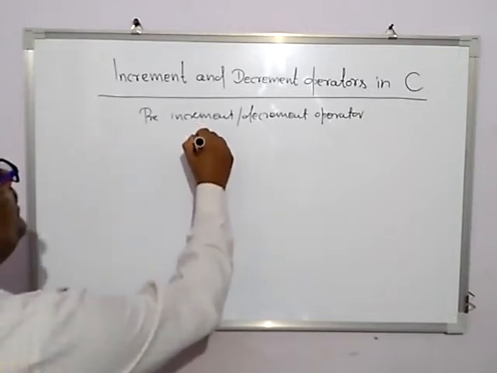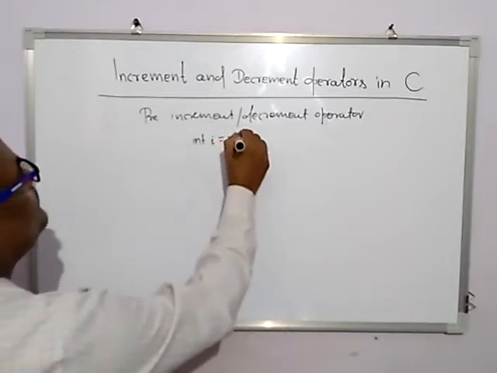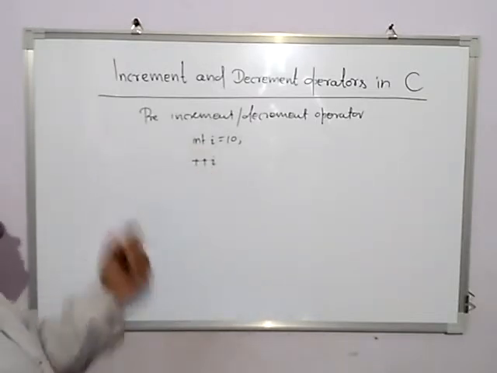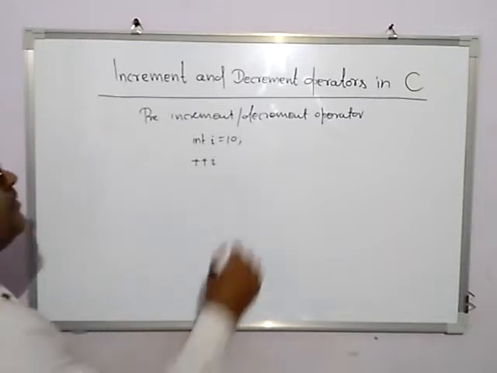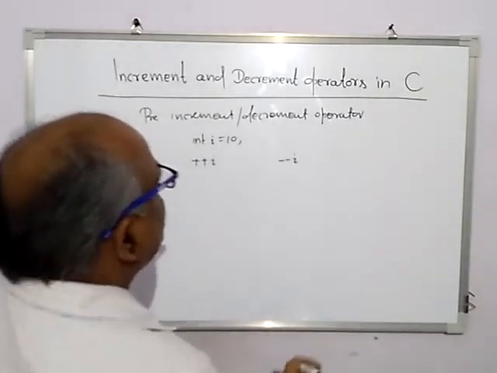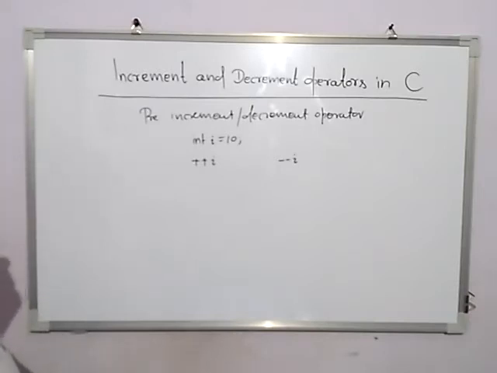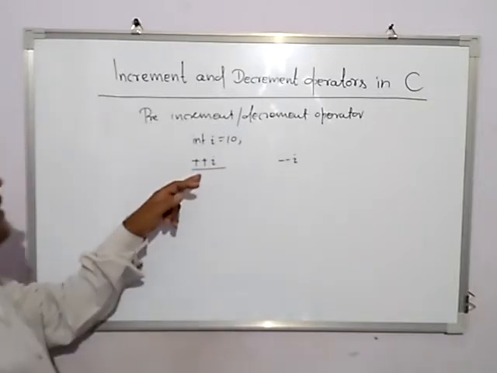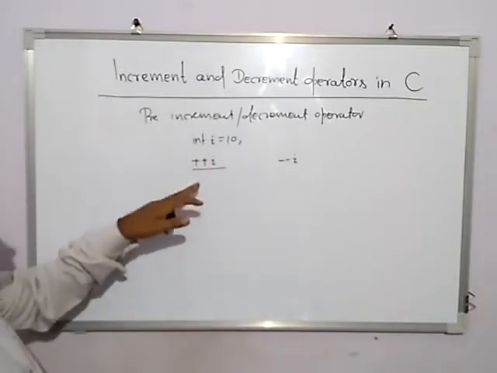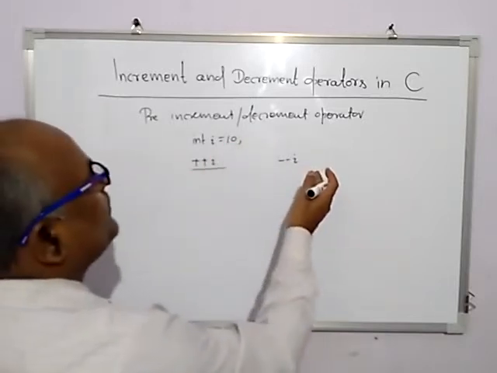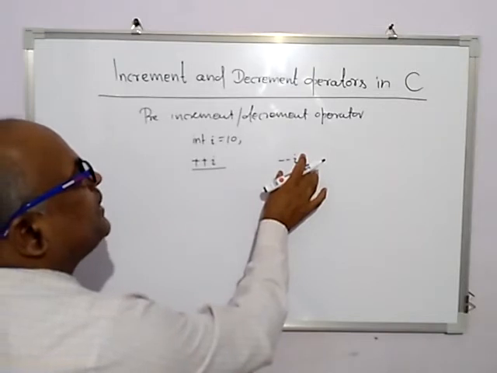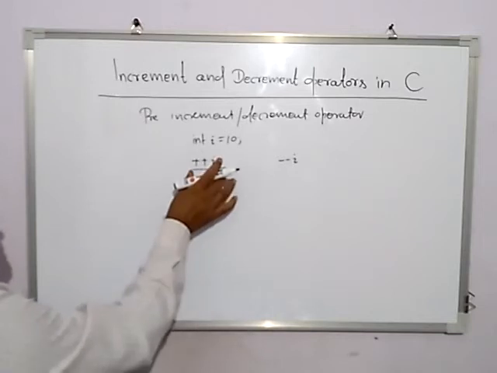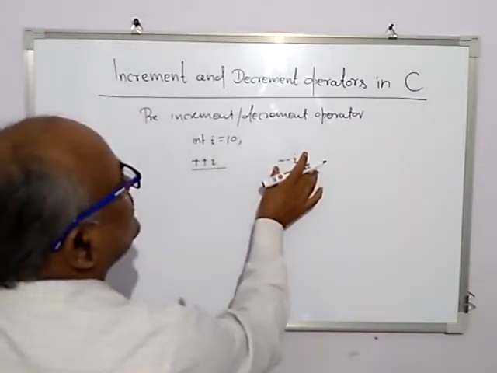For example, int I equal to 10. So, if you write plus plus I, then in this case plus plus is the pre-increment operator. Similarly, if you write minus minus I, so in this case minus minus is the pre-decrement operator. So plus plus I means first the value of the variable is incremented by 1, then the value is used. So pre-decrement means first the value of the variable is decremented by 1, then it is used. So int I equal to 10. Pre-increment means plus plus I and pre-decrement means minus minus I.